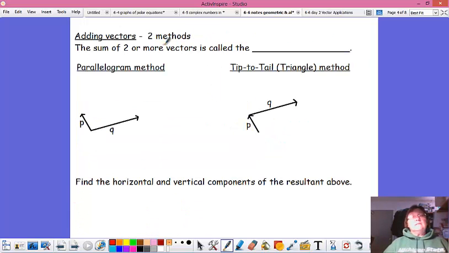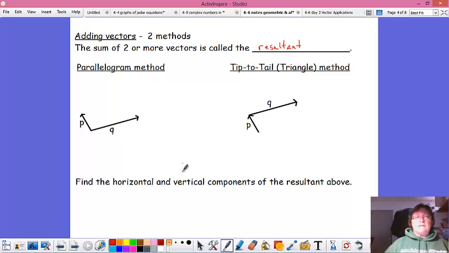Alright, the next topic that we need to talk about is adding vectors. And it is very important that we introduce you to the term for the sum of two or more vectors. That is called the resultant. So when you see the term resultant, that means that we're thinking about two vectors that were added. There are two different methods for adding two vectors. They should come up with the same result, and I'd like to show you both ways.